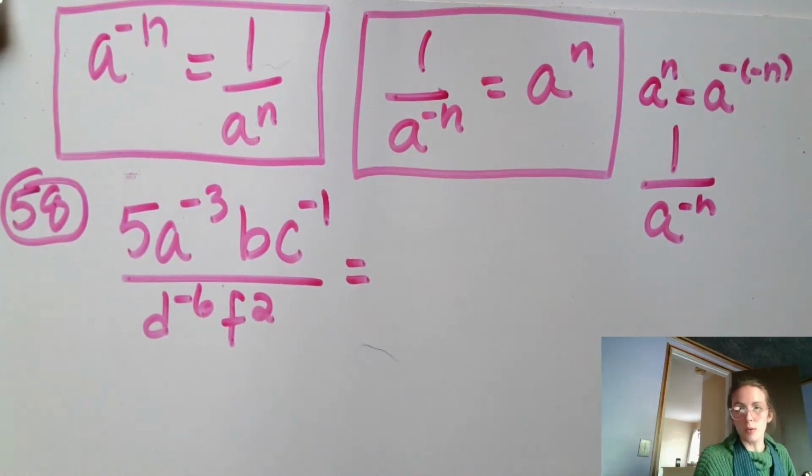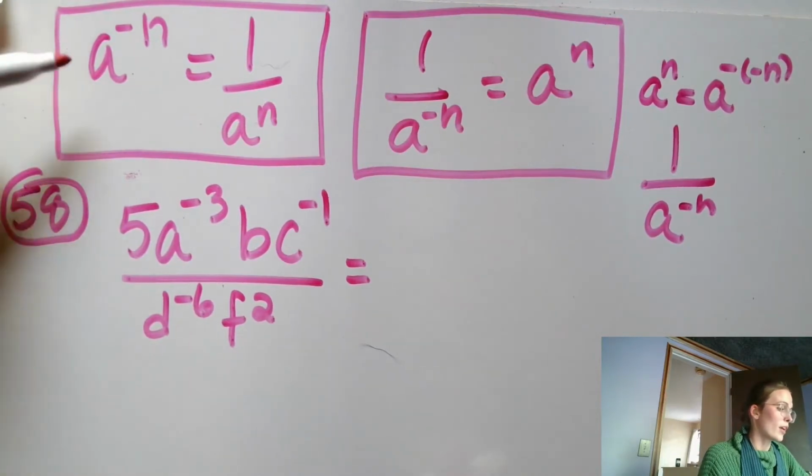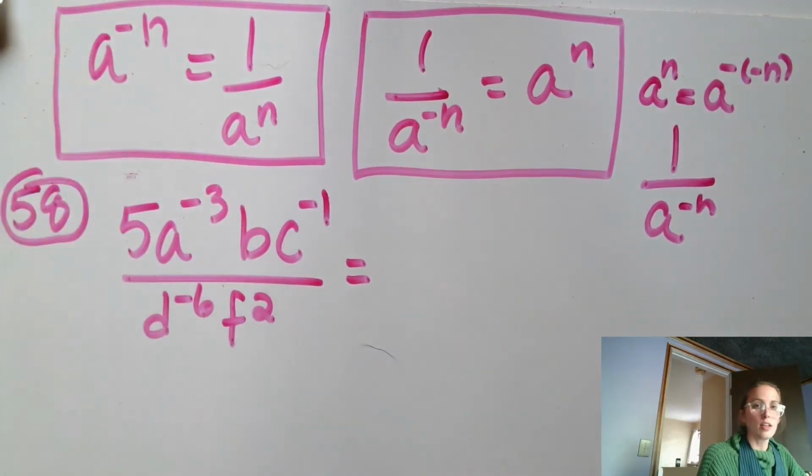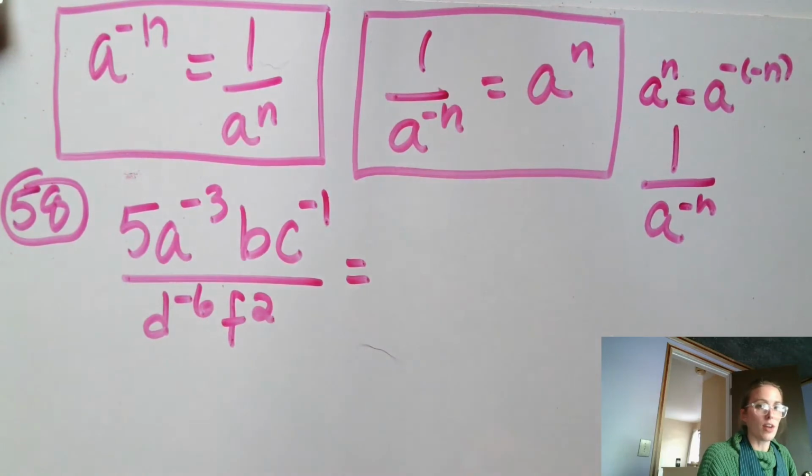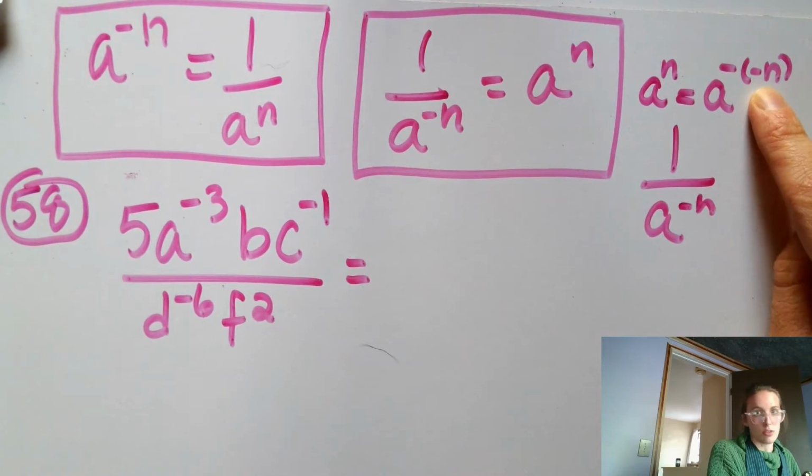Okay, this is section 1.6, number 58. We have this rule, a to the negative n equals 1 over a to the n. That's from class. And this rule actually follows 1 over a to the negative n equals a to the n. That's because you could rewrite a to the nth power as a to the negative n, because remember, that's the same thing as positive n.